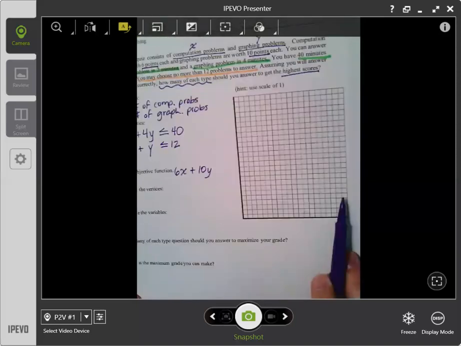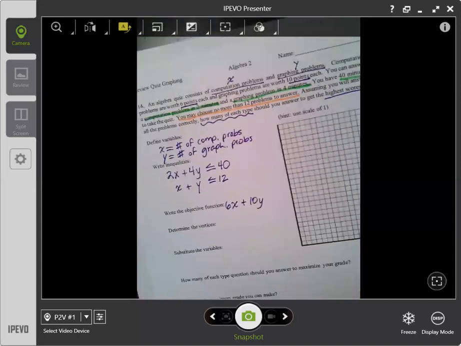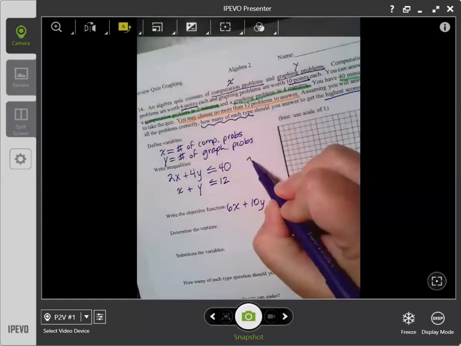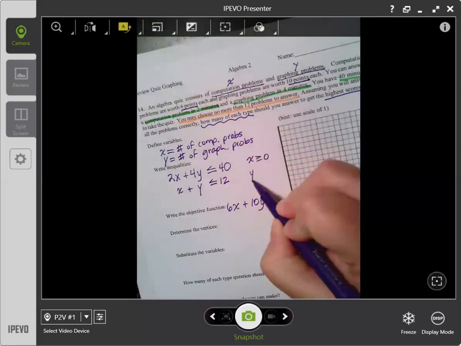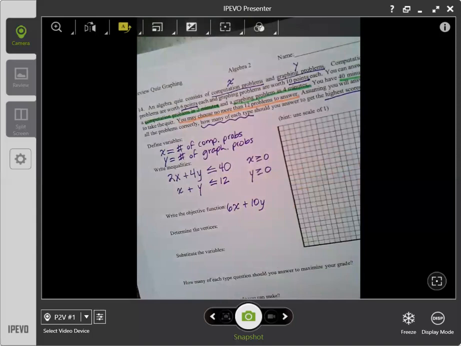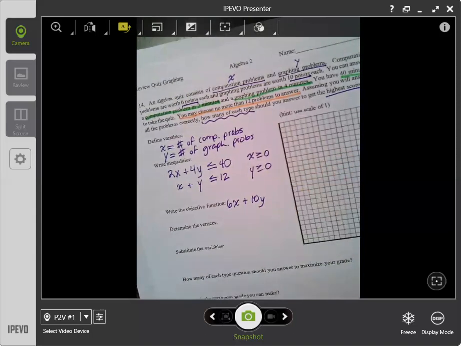All right, those are my only constraints, but I know, and I have the hint over here from the graph, that I can't have a negative number of computation problems or a negative number of graphing problems. So I know that X has to be greater than or equal to 0 and Y has to be greater than or equal to 0. So there's my 4 constraints. And we usually have 3 or 4 because we're going to end up, when we have them all drawn, having either a quadrilateral or a triangular region.